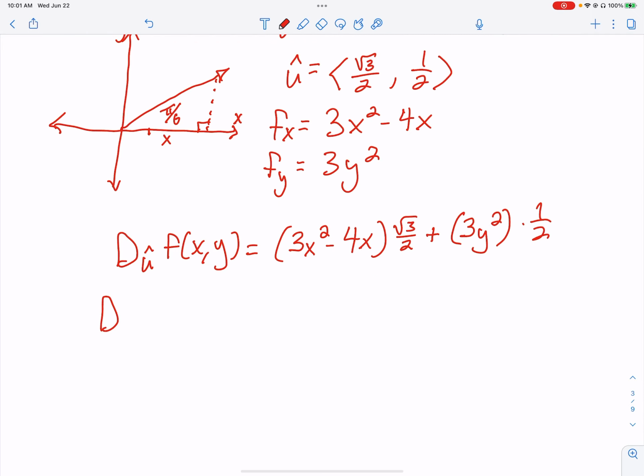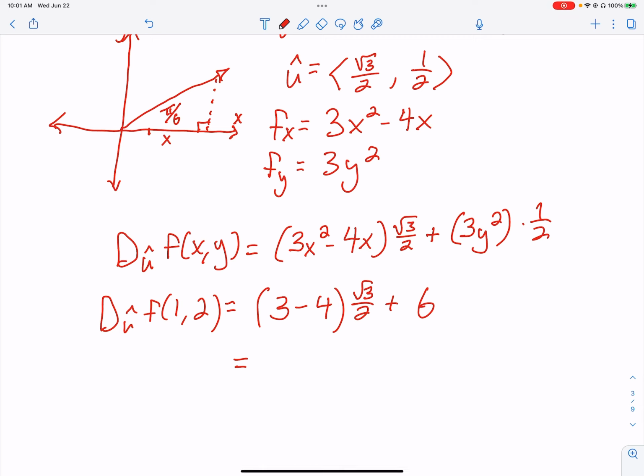Right? They wanted us to find it at a certain point here. The point being (1, 2). So all I got to do is plug in (1, 2). So we get 3 minus 4 times square root of 3 over 2, plus, and then just the y there, 2 squared is 4 times 3 is 12 divided by 2 is 6. So this ends up being 6 minus radical 3 over 2. All right, that is the directional derivative at (1, 2) of this function.